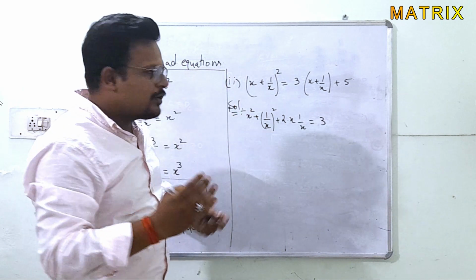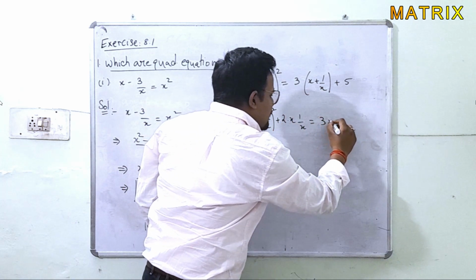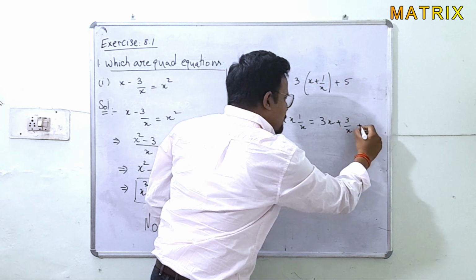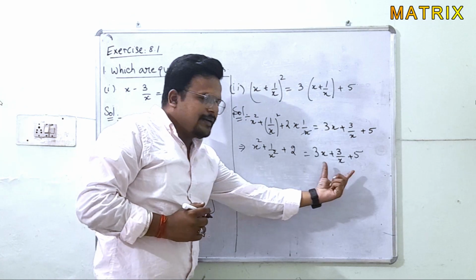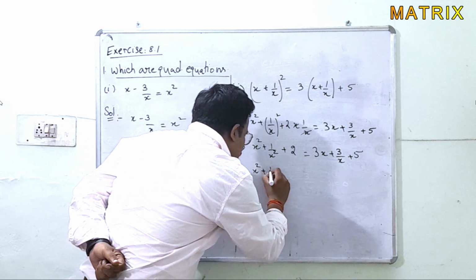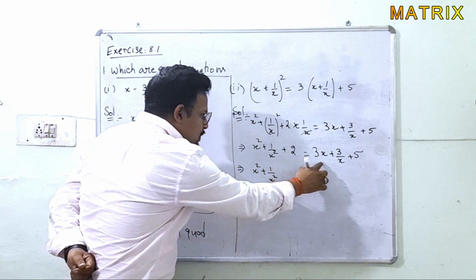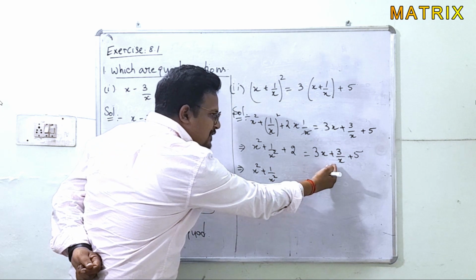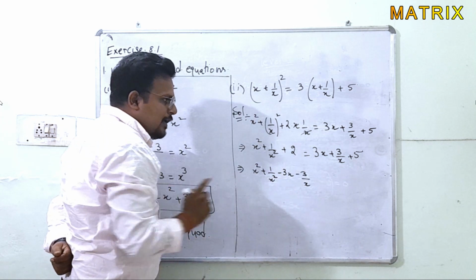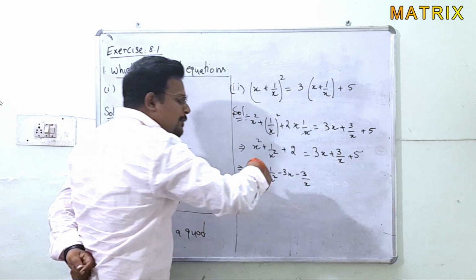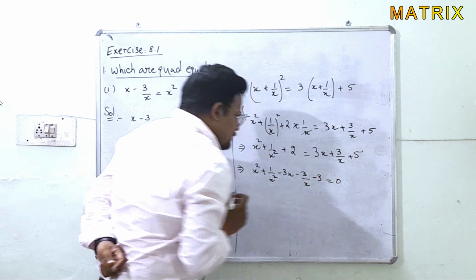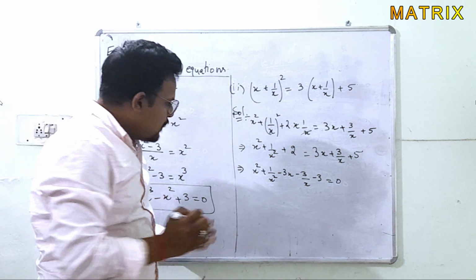Clear? So by using the distributive law, 3 multiplied by x will be 3x, and 3 multiplied by 1 by x will be 3 by x, plus 5. We are having this and this, right? So this will be as it is, x square plus 1 by x square, and this positive 3x on this side will be negative on this side, and this 3 divided by x. Clear? And this positive 5 on the right hand side will be negative 5 on the left hand side. So 2 minus 5 will be equal to 0. All right. Clear? So what do we have now?